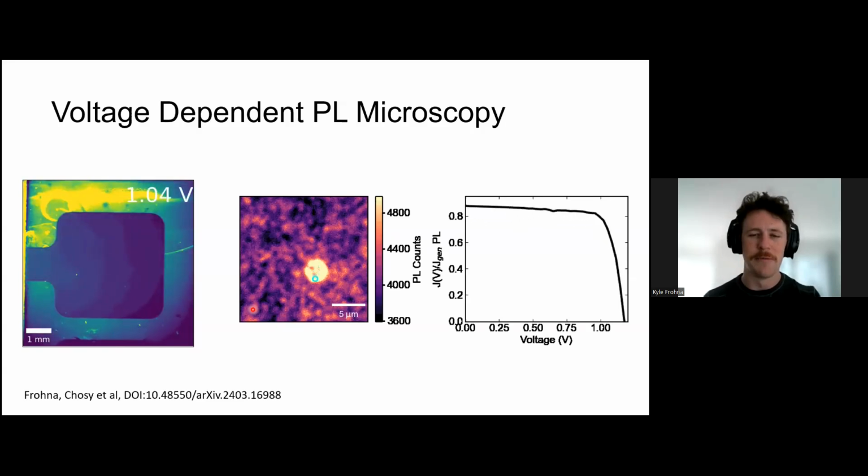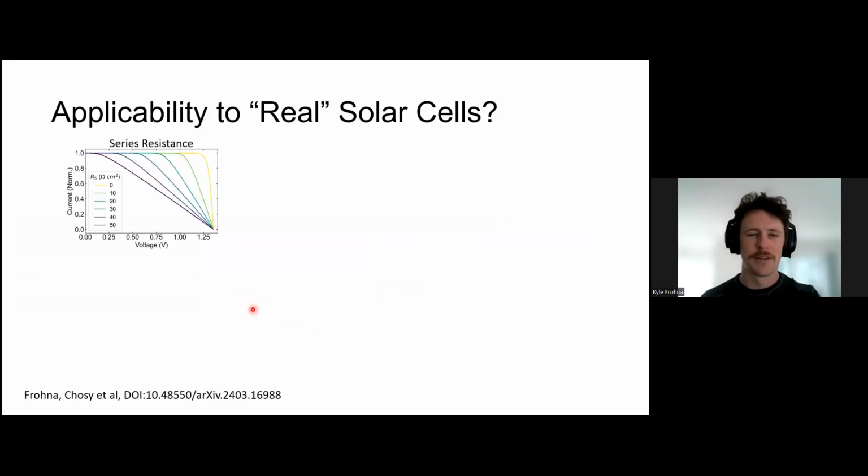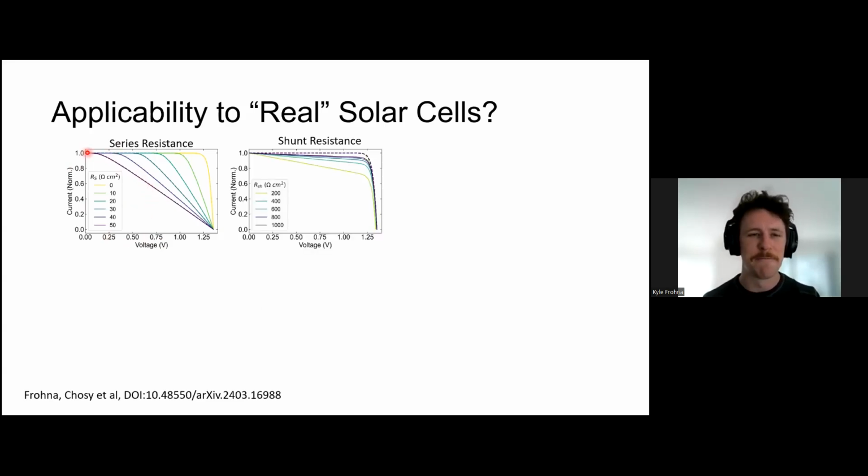We did some drift diffusion simulations, not as fancy as the ones that Vincent does for sure, but we wanted to see, in realistic scenarios and not just in the case of an ideal diode, what are we sensitive to? And in short, we're sensitive to quite a lot with this technique. For series resistance, these dotted lines are the PL versus voltage curves, and the solid lines are the actual current versus voltage curves.